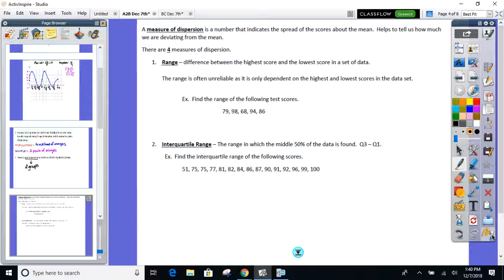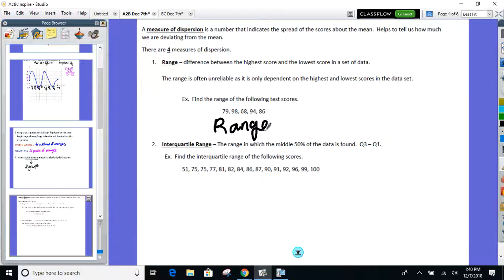Take the range. So in this case, I got 5 test scores. Range, what's my highest value out of those? 98, and my lowest value, 68. So that tells me there's a gap of what between the highest and the lowest? 30, yes. So the bigger the range, the more spread out they are. I think we can safely say that. The smaller the range, the more packed in they are.